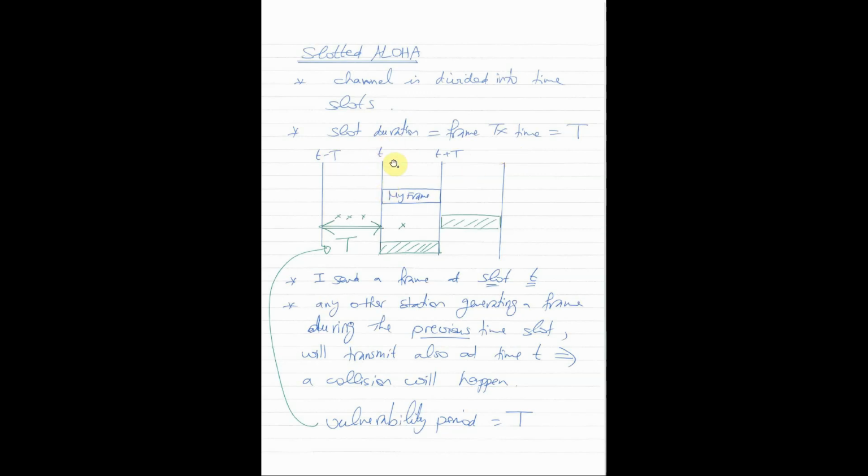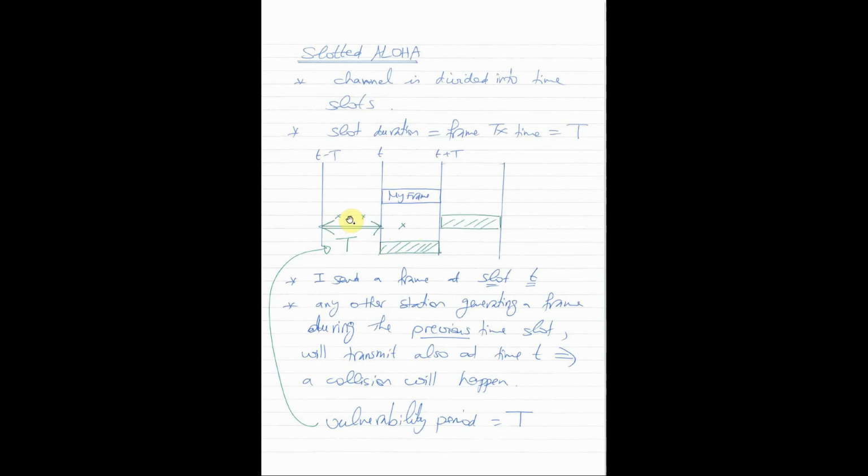So imagine at this slot, little t, I start a frame, so this is my frame. Now, question, what other frames will collide with mine? Imagine that you are another station, and at that time here, do you see this cross? At that time, you generate a frame that needs to be transmitted. When will you start transmission in slotted Aloha? Will you start immediately? No, you will wait until the next time slot, which means you will send exactly in my time slot, and these 2 frames will collide.